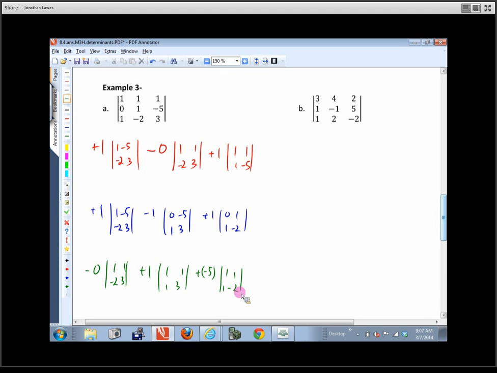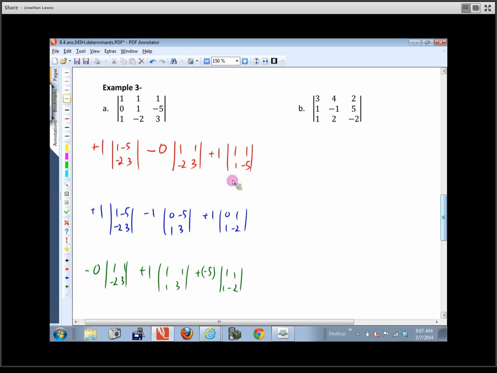Okay, is that right? This is the first column right here. This one is the first row, and this one is the second row. Okay, does that match up?